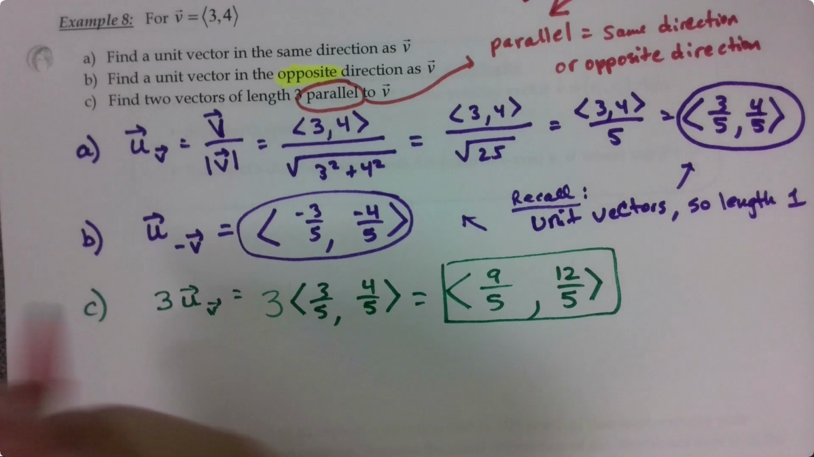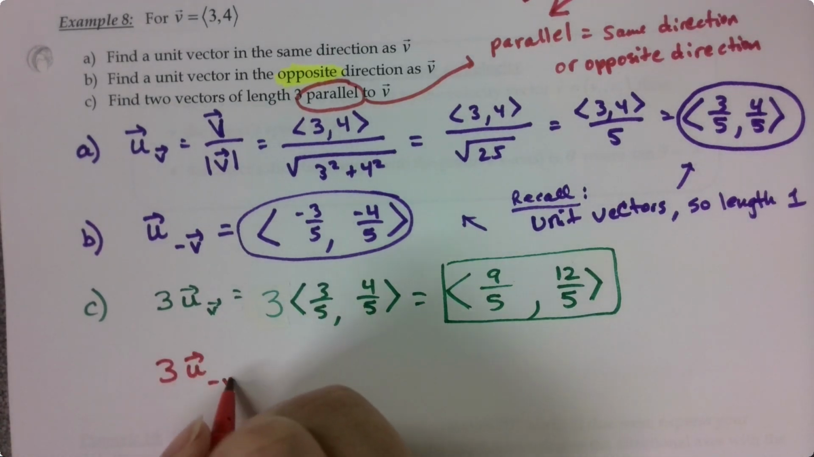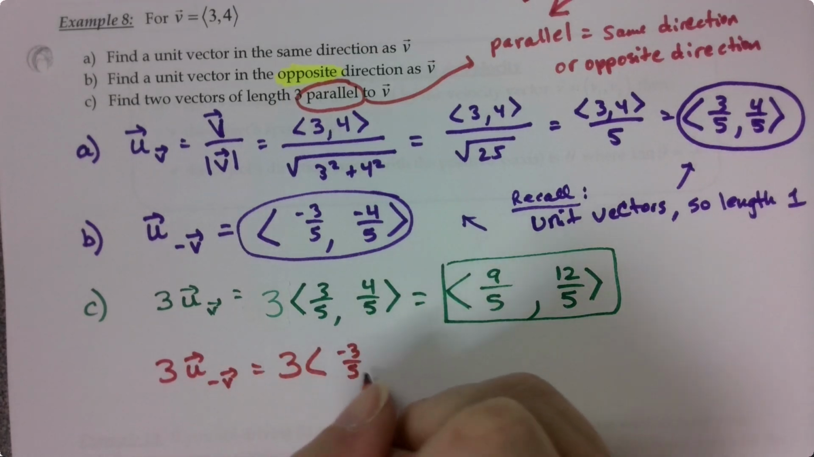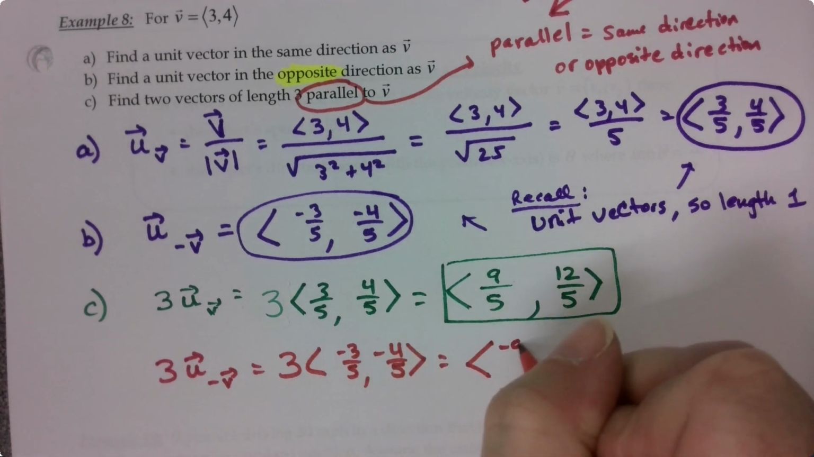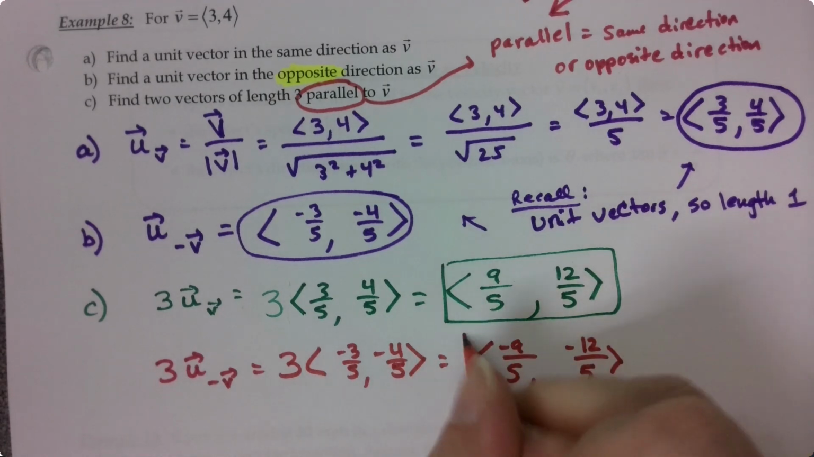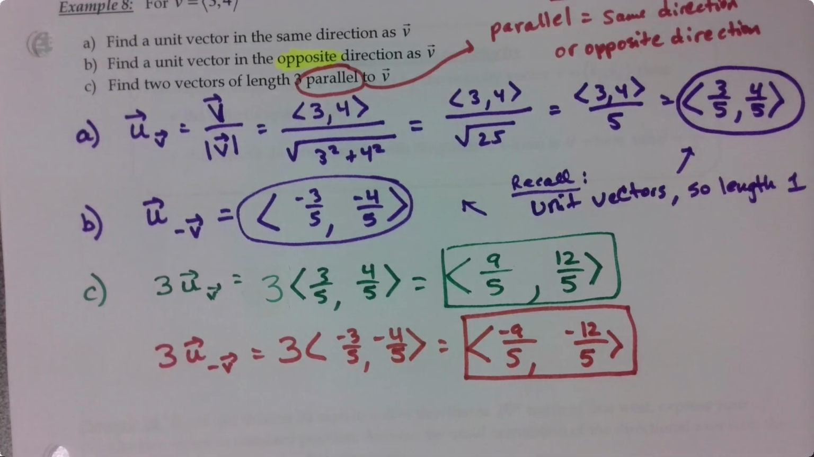Okay, so the other option then would be 3 times the unit vector in the negative v direction. In other words, 3 times (-3/5, -4/5). So that'd be (-9/5, -12/5). They're parallel because they're going in the opposite direction. So these two vectors are both parallel to vector v.